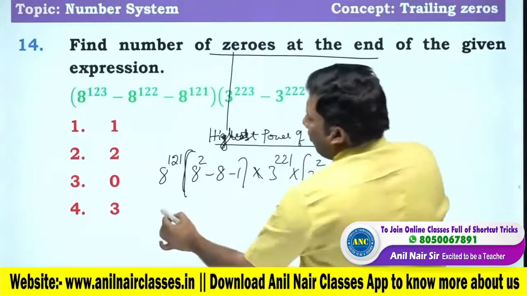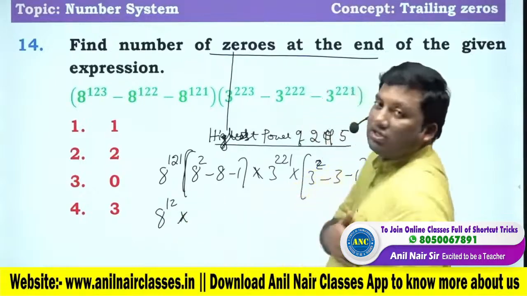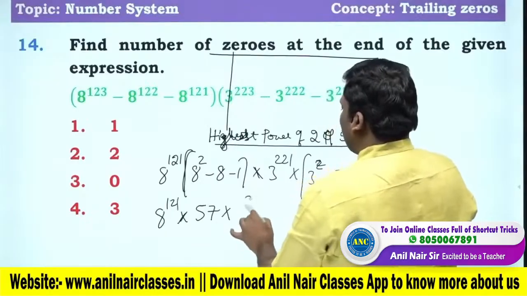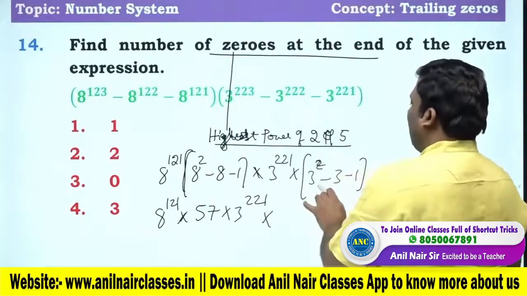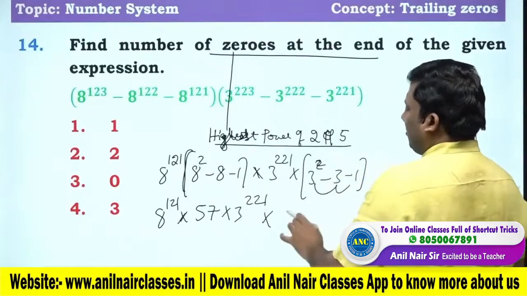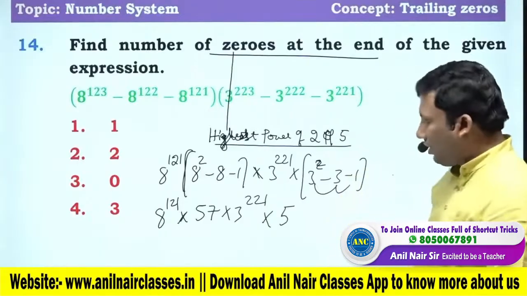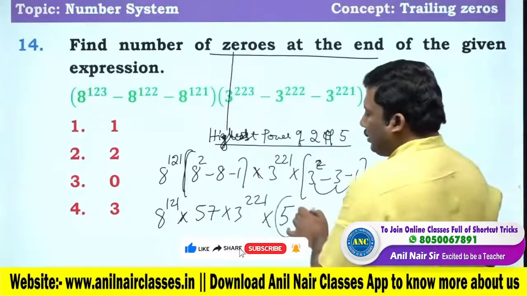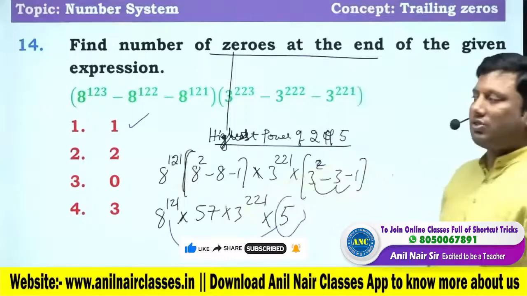So 8 power 121 times 64 minus 9, which is 57. And 3 power 221 times 9 minus 3, 6, 6 minus 1, 5. Now see here, listen carefully. Here 1, 5 it is there. I can take 1, 2 from here. Answer is 1.